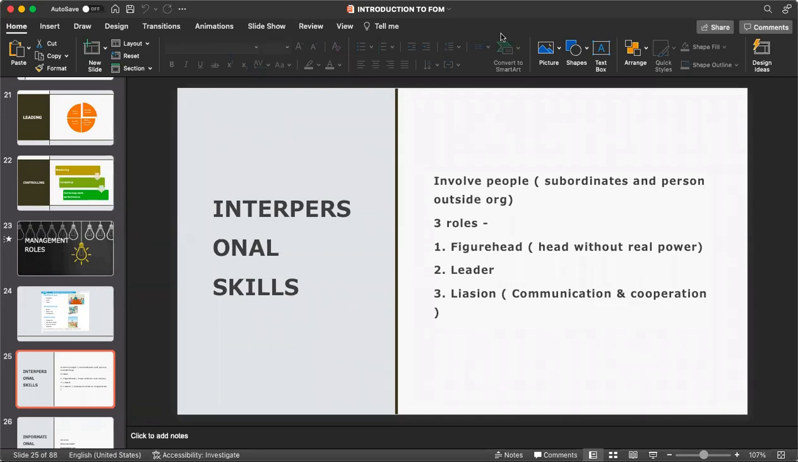It's more about creating that aura so that a particular person starts believing in you. That is basically called interpersonal skills. The very first important role under interpersonal skills is the figurehead.